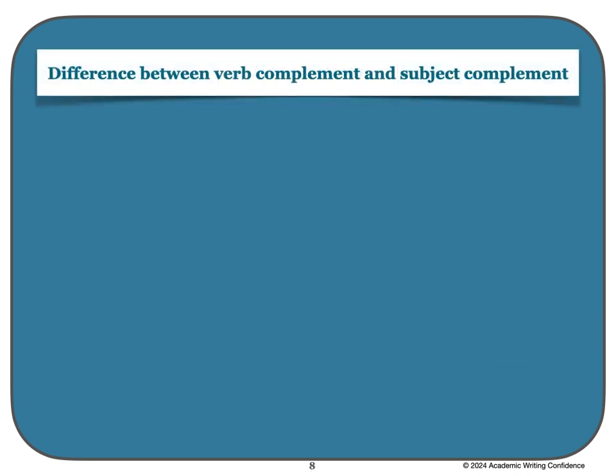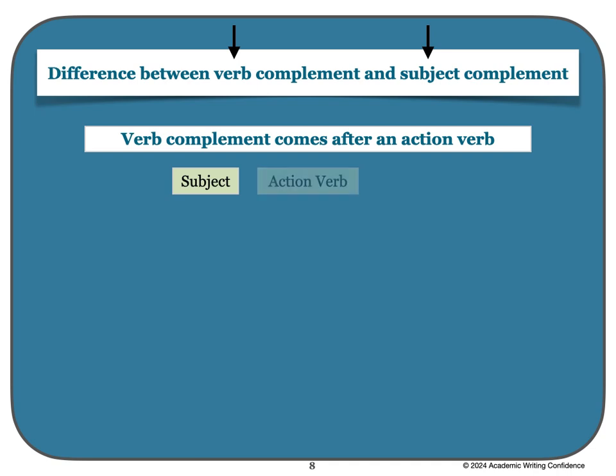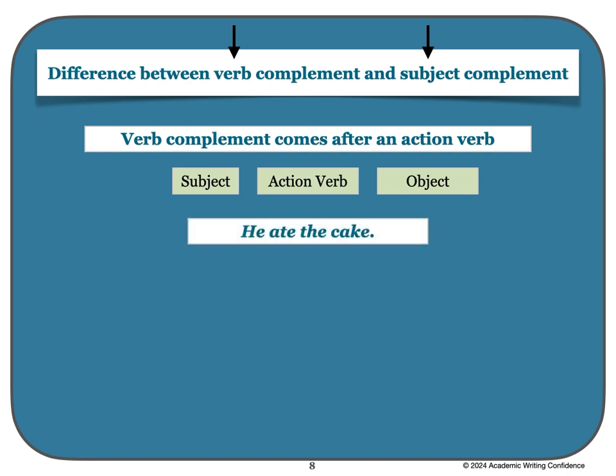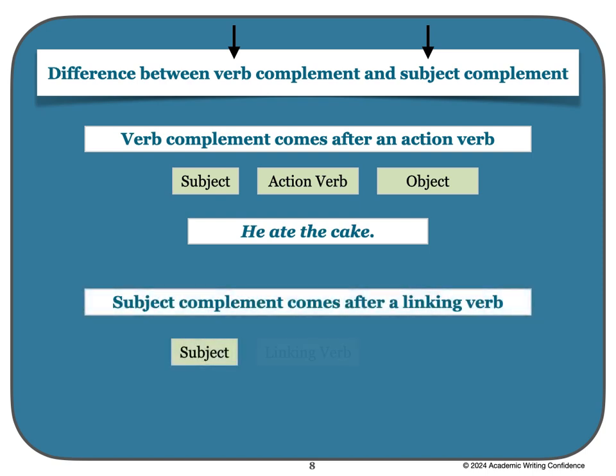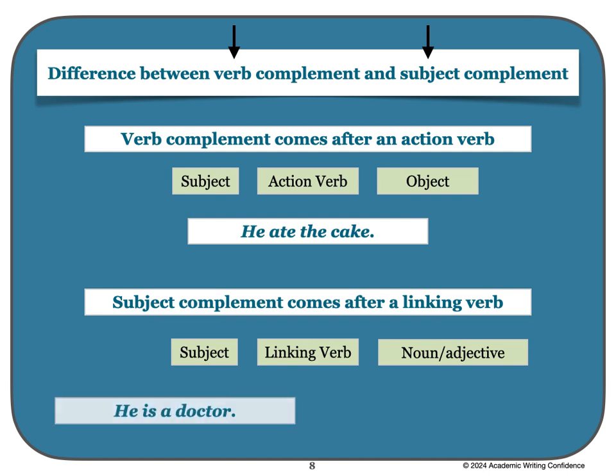I would like to take a moment to explain the difference between a verb complement and a subject complement. A verb complement comes after an action verb, and the sentence will have a subject, an action verb, and an object. For example, he ate the cake. On the other hand, a subject complement comes after a linking verb. The sentence structure here is a subject and a linking verb followed by a noun or an adjective. For example, he is a doctor, or he seems angry.